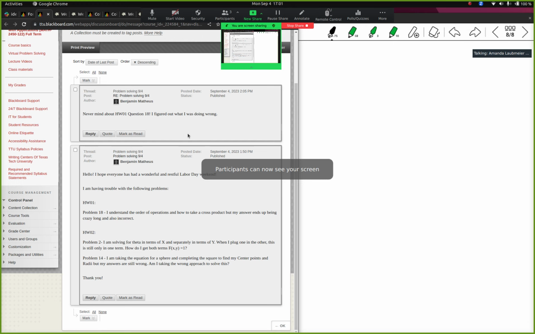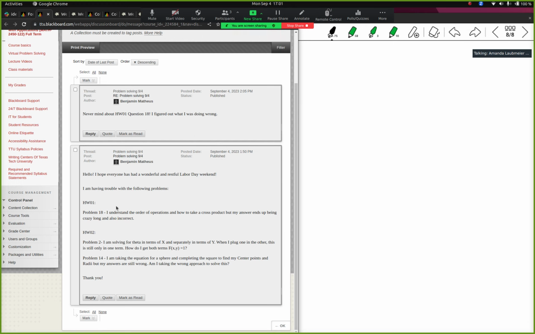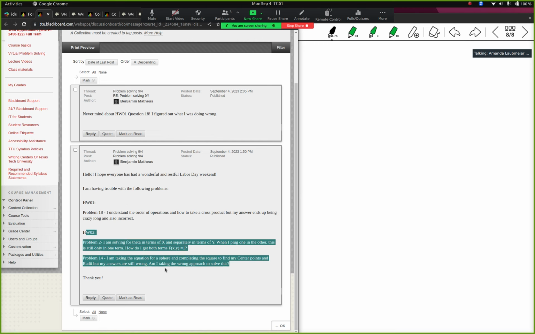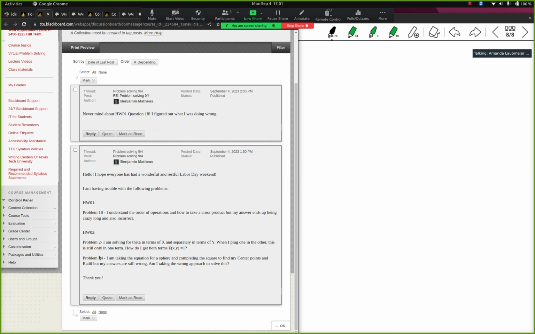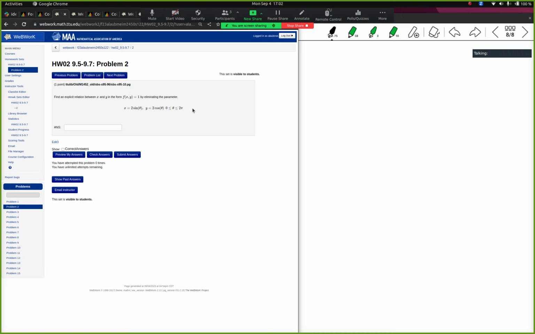First question here from Benjamin was about a couple problems. The first one has been solved, so congratulations, Benjamin, on getting that one. And then the other about problems 2 and 14 from homework 2. So for homework 2, problem 2, Benjamin says, I'm solving for theta in terms of x and separately in terms of y. When I plug one into the other, this is still in only one term. So how do I get both of them in one equation? So it's this 2 sine theta, 2 cosine theta problem right here.